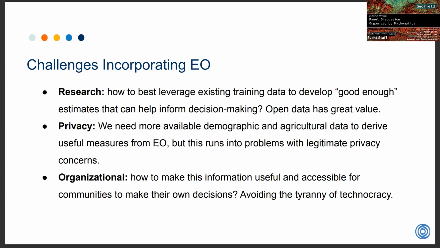And open data has enormous value in this space, because the more of these survey datasets and censuses, and all the data that we're using to ground truth the predictive models that use Earth observation, the better. But to go to the second point, that opens up a big Pandora's box related to privacy. Privacy, of course, is super important, and a lot of this data contains very sensitive information about communities and individuals. So we really need to develop good techniques to protect individual privacy.